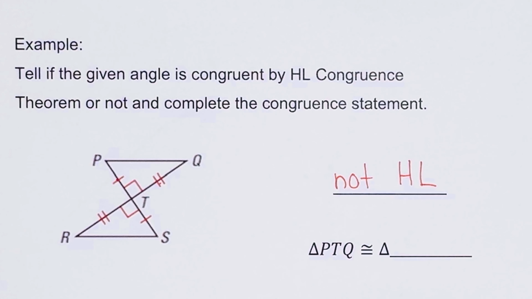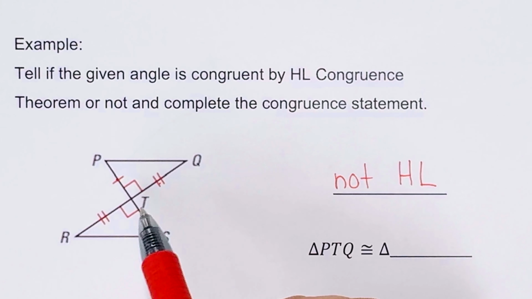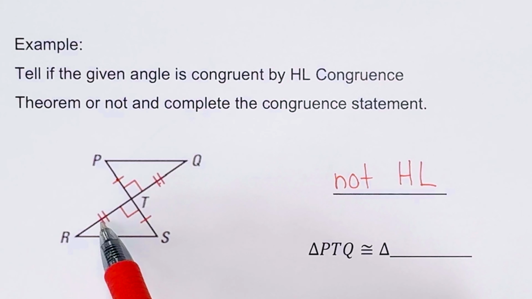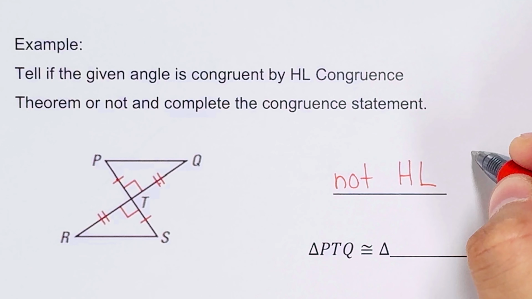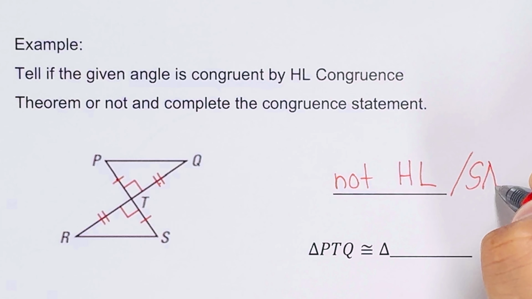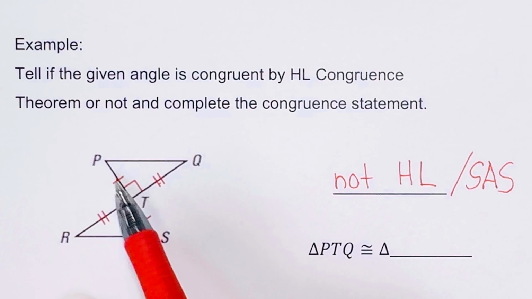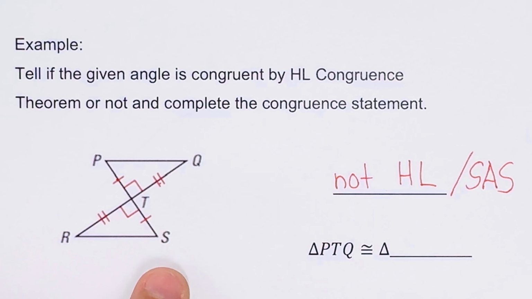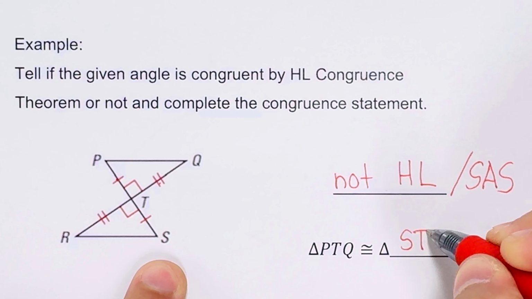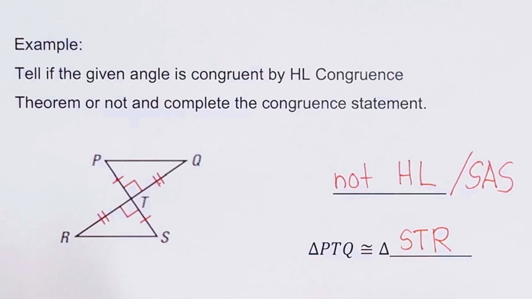However, this is another example of what? These two are still congruent to each other. Is this angle side angle or side angle side? It's going to be side angle side. So that's SAS, because we have a side, an angle, and a side. So if we have PTQ, how should we set it up? That would be STR. Okay? That is how we show that the two triangles are congruent based on the HL congruence theorem.